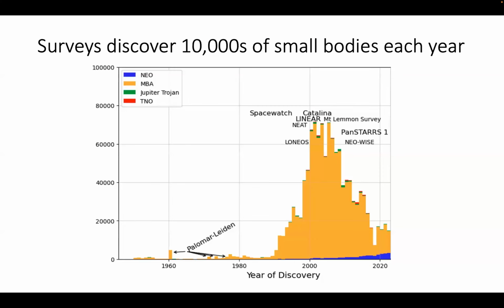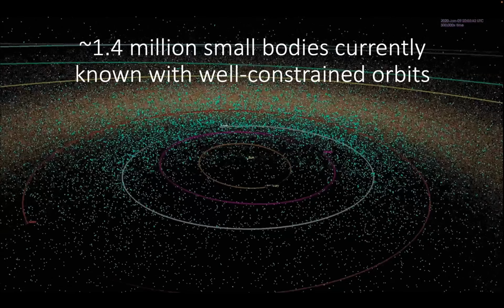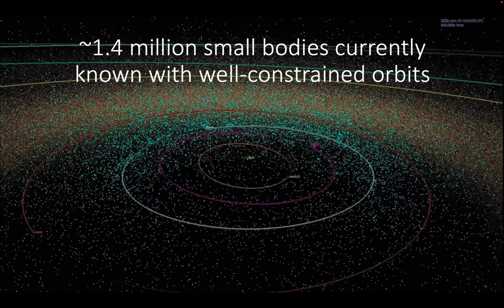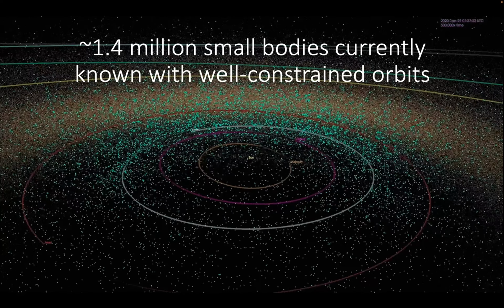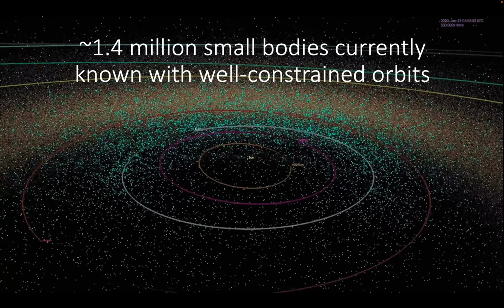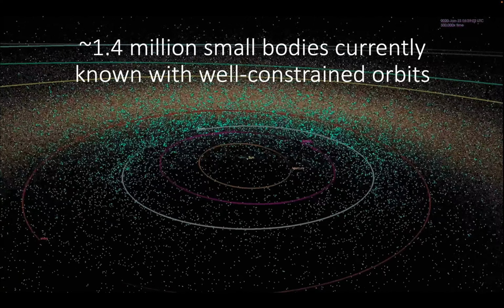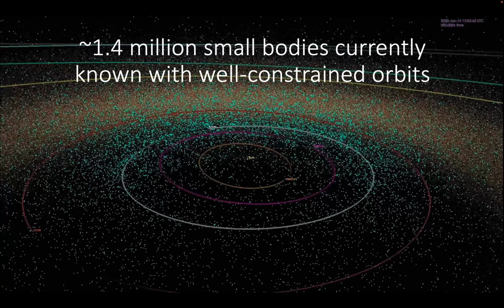So, astronomical surveys that have been designed to find small bodies in the solar system have been discovering tens of thousands of small bodies each year for roughly the past 35 years. And the astrometric measurements that come from those observations are then most often sent off to the Minor Planet Center, which computes orbits for those bodies. And currently, we know of about 1.4 million small bodies in the solar system that have these well constrained orbits.